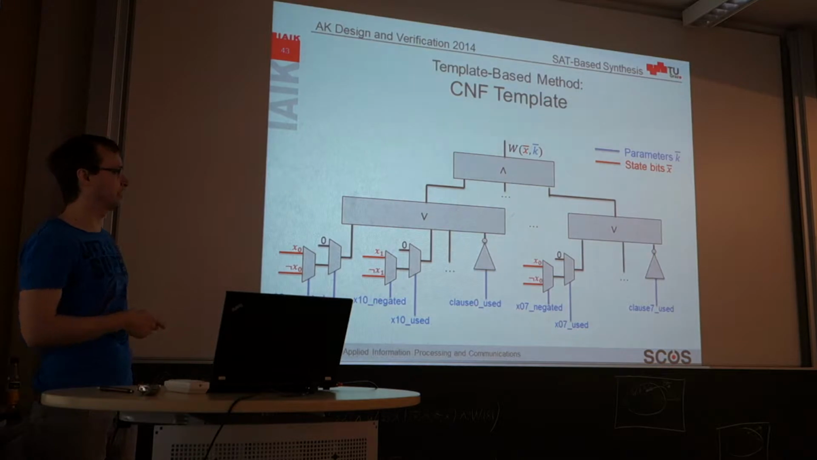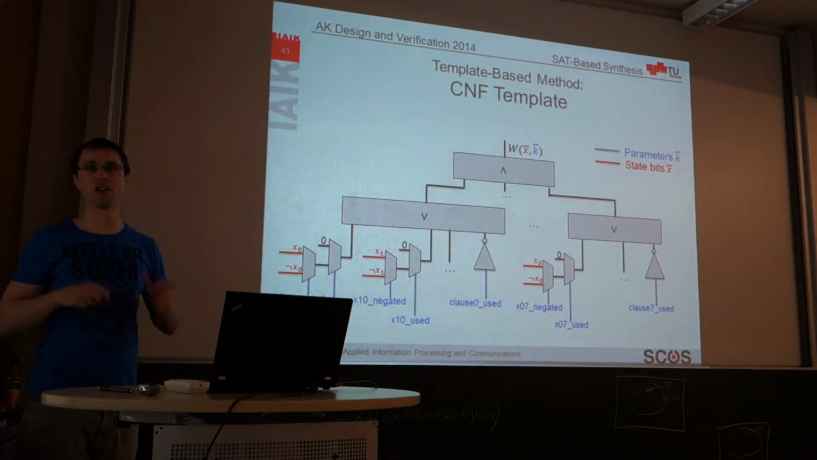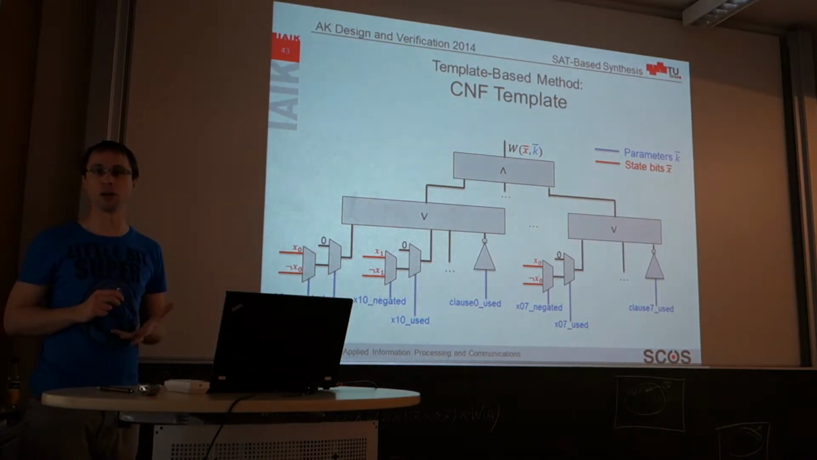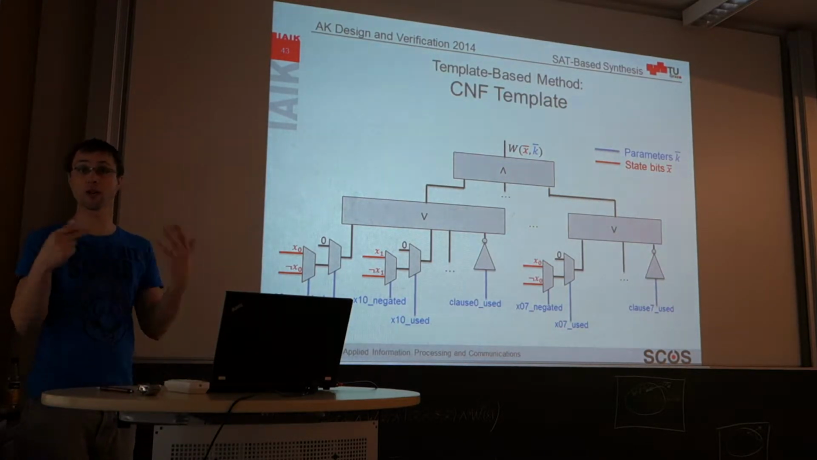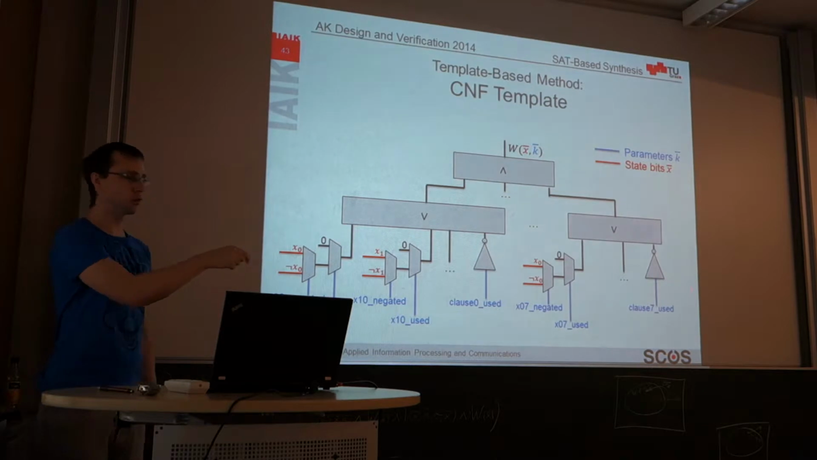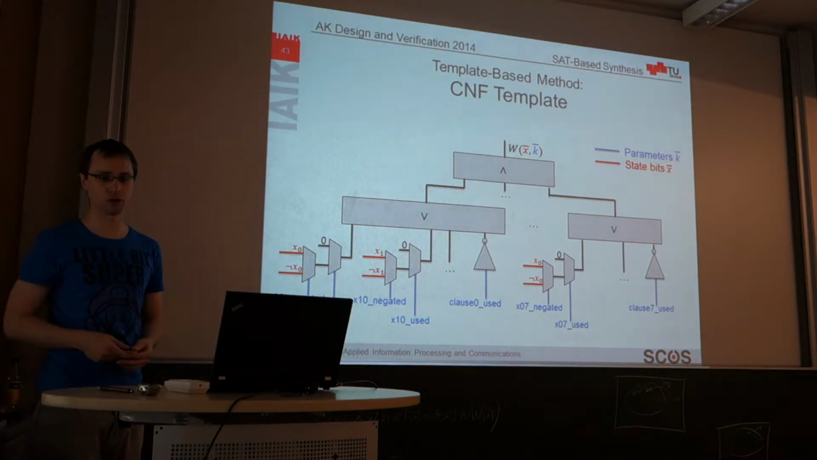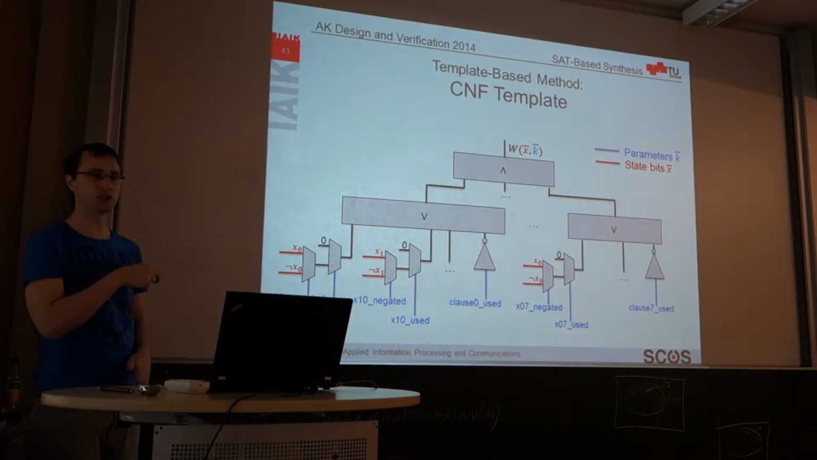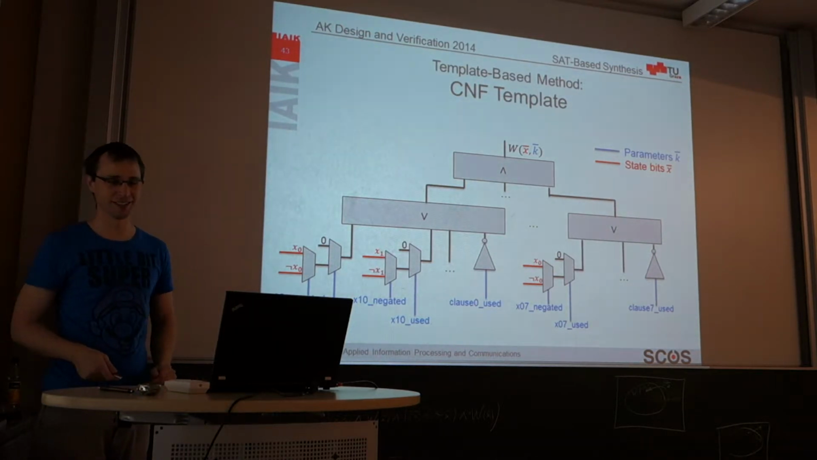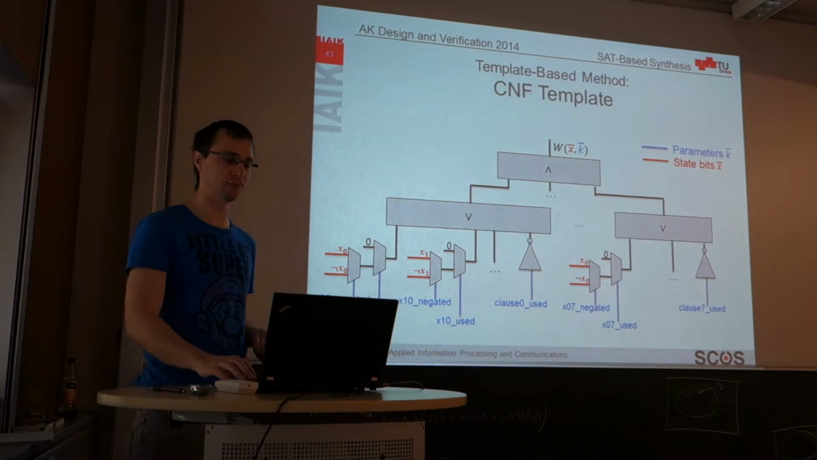So this is one idea of how we can construct such a parameterized formula over our state bits. And by fixing values for the parameters, we get a concrete function. By taking other values for the parameters, we get a different function. So this way we can search for values for these parameters instead of search for a function, basically. This is the basic idea.